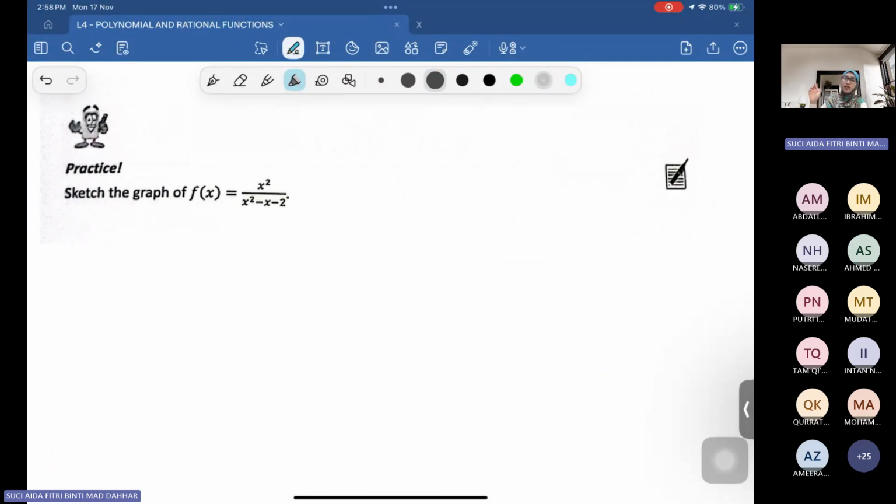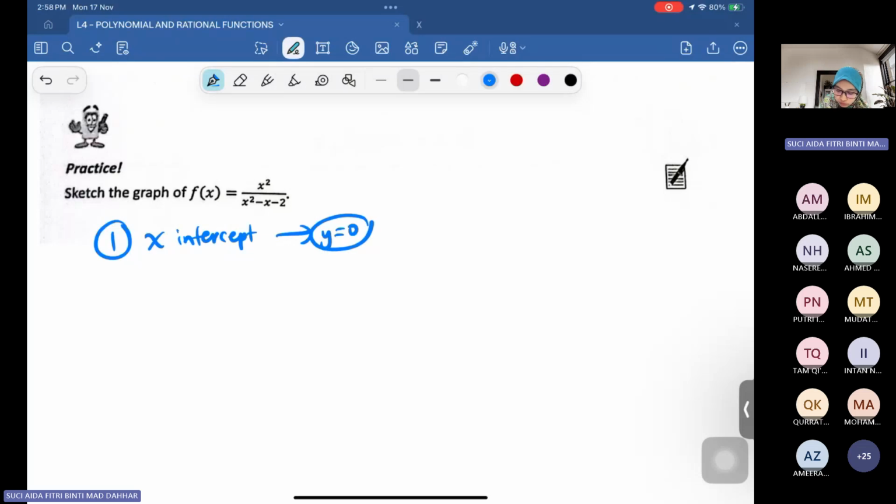Sketch this graph. Okay, let's do the 5 steps. What is the first step, class? Find the x-intercept. How do we get the x-intercept? By taking y equals to 0. So x squared over x squared minus x minus 2, this is equals to 0 entirely.